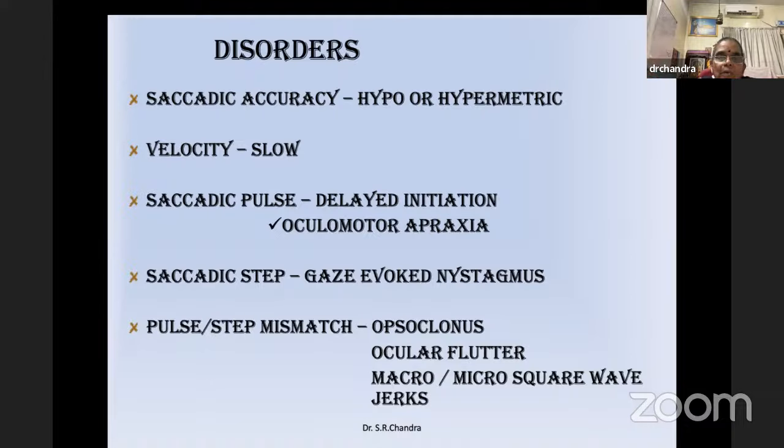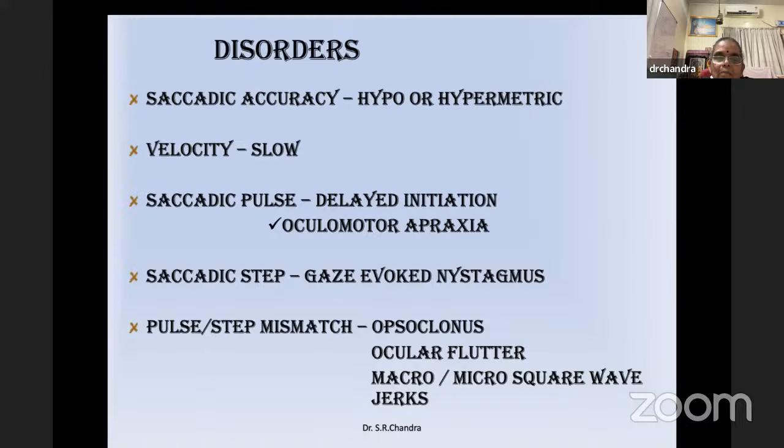So when there is a mismatch, saccadic accuracy becomes defective. So it may be hypometric, that it stops short before reaching the target, or hypermetric, it overshoots the target, or it can be slow velocity, or it can be a pulse defect when there is a delay in the initiation. So pulse step innervation. Pulse is impaired means delayed initiation. Step is impaired means gaze evoked nystagmus. That is, the eye reaches the target, but it does not remain there because step innervation is defective. So it comes back.